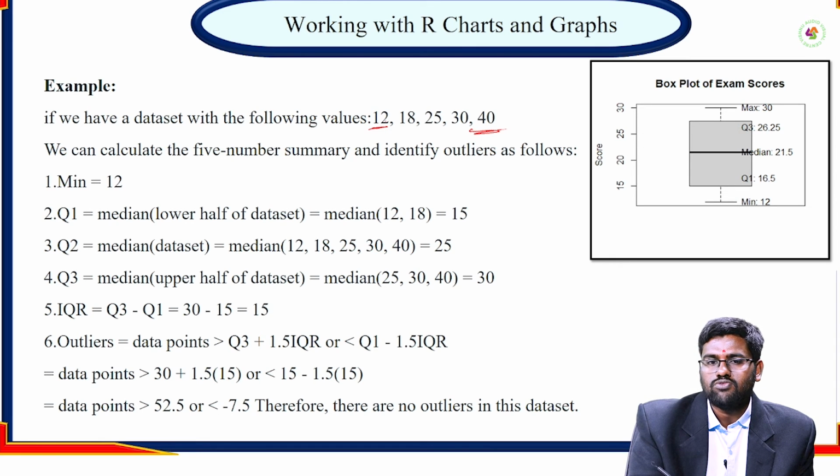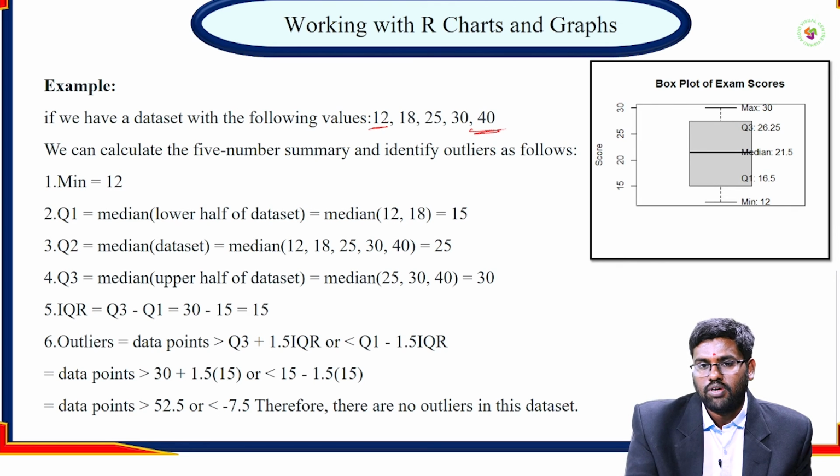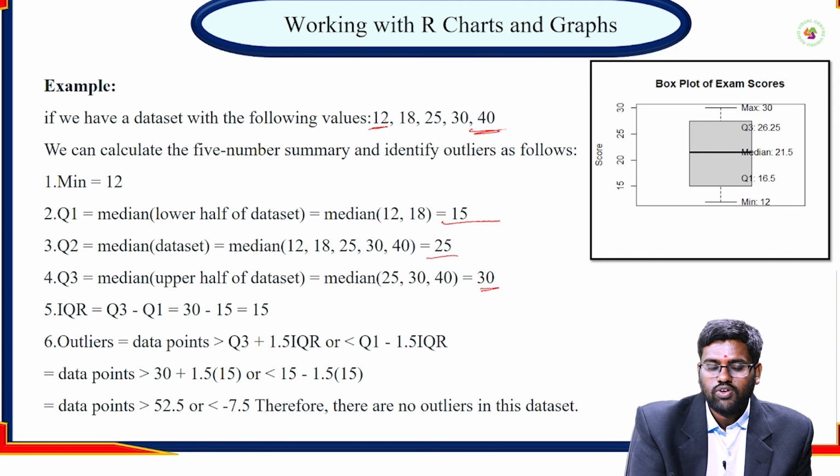So next step is we have to identify the Q1 value. Q1 means the lower half of the given values. So the lower half values are 12 and 18. The median of 12, 18 means 12 plus 18 by 2. So 30 by 2, 15. Next, Q2 means the median of the middle values in the set. So that is 25. Next, the upper half of the data, that means the maximum values in the data set, 25, 30, 40. So that is 25 plus 30 plus 40 divided by 3. So that is 30. So next we are calculating the IQR, interquartile range.